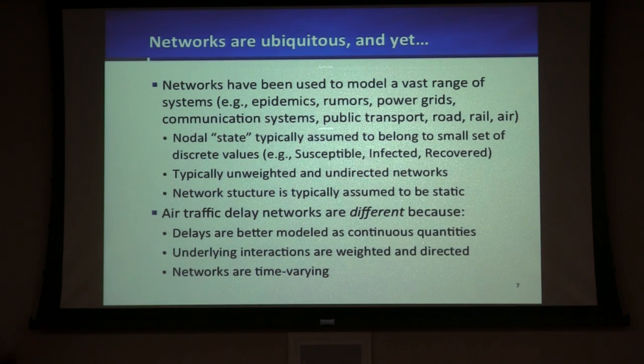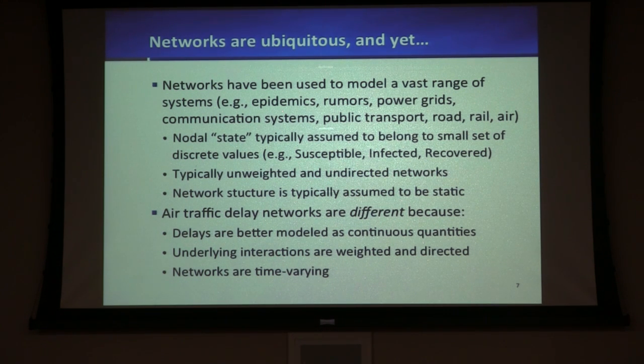Now, networks are everywhere, right? Pretty much, you name a phenomenon where something is spreading, networks have been used to model this. So everything from epidemics and rumors to various infrastructure, your energy networks, your communication systems, and so on. But what I'm interested in here is what makes air traffic delay networks different. Or can we just borrow from network theory that already exists?